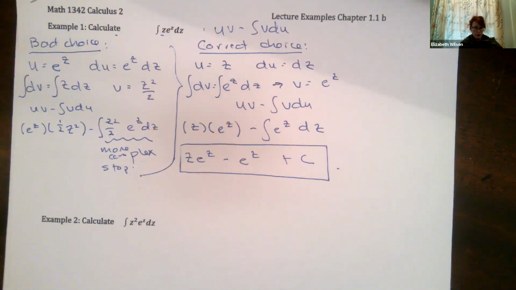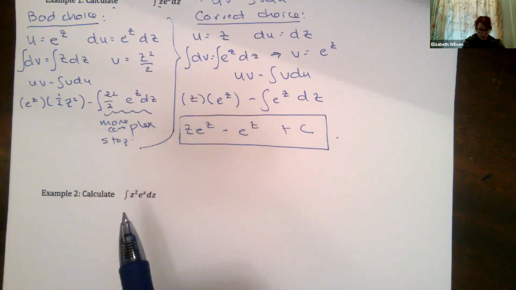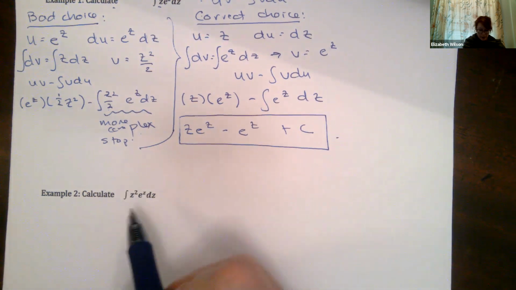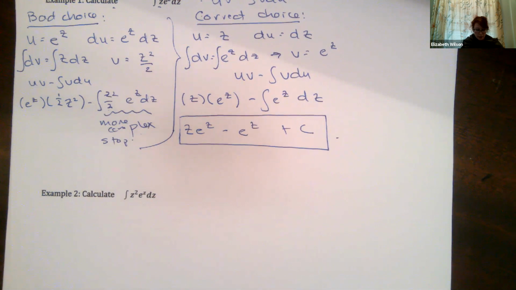Okay, so I'm going to scroll down. Example 2 is really similar to this one. I'll give you a hint about what's going to happen. This is z squared e to the z, so this is basically where we were here. This problem is going to require us to do integration by parts twice, which is totally fine.